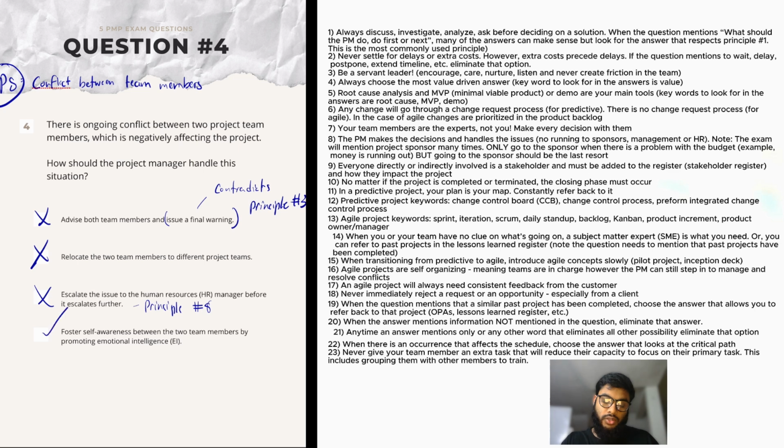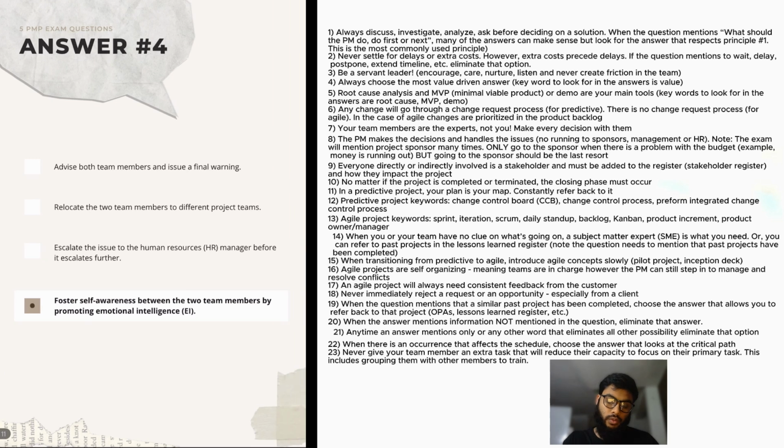I like the word foster. Okay, that's servant leader. So that's principle number 3. But this time it's not contradicting it. This time it's supporting it. So foster self-awareness between the 2 team members by promoting emotional intelligence. Okay, very good. So that's a good answer right there. Yeah, there we go. We got it.